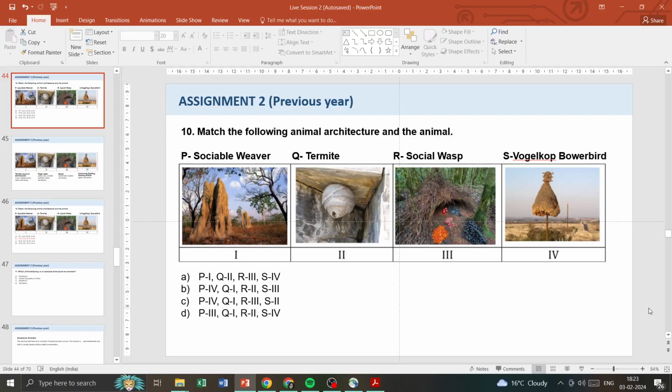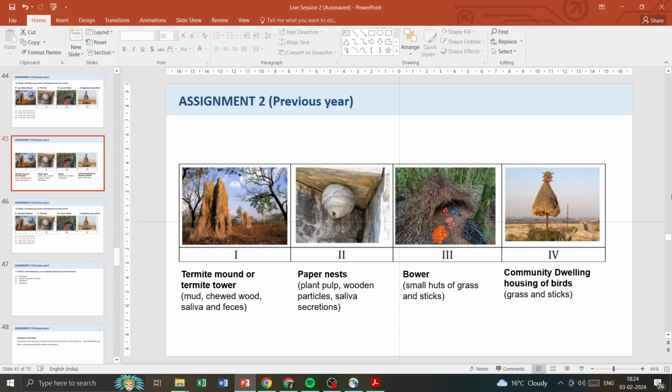So wasp. And then vogelkop bowerbird. It's also a kind of bird which makes a tent-like structure. When the bowerbird wants to mate, the male birds in the bowerbird community make these tents to impress the females of the community, and then they decorate it with fruits. So they build this whole tent-like structure with sticks and grass, and then they decorate it with fruits to impress the female bowerbirds.